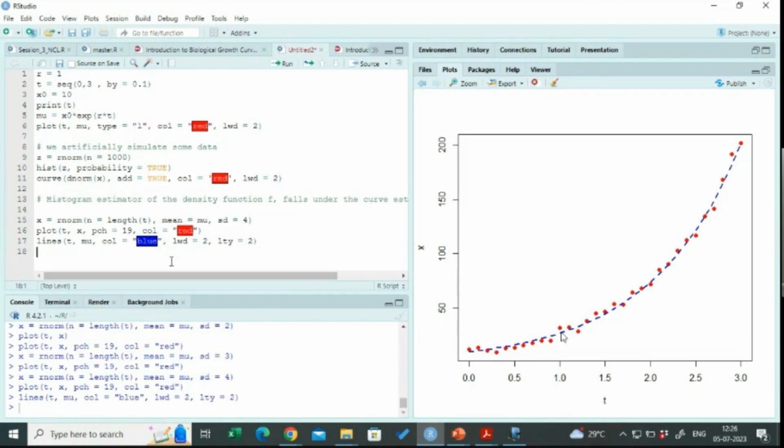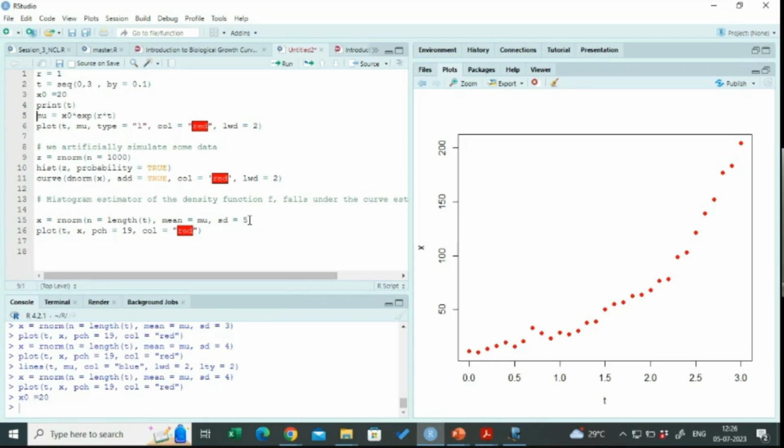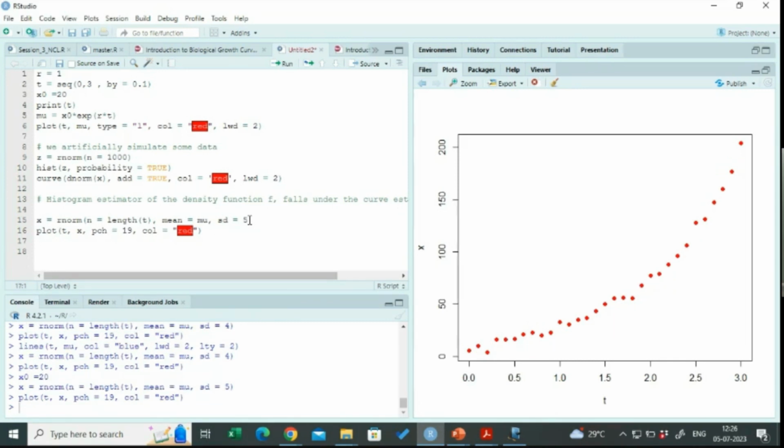So in general, you don't see this blue line, you only get the data. So you don't get this blue line. You have got some data which you have artificially simulated anyway. Say starting from 20 and r equal to 5, so this is the population growth, or population that over time you have recorded. Now you want to fit an exponential model to it.